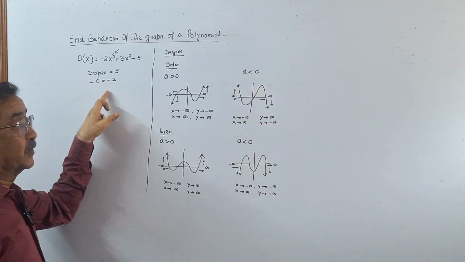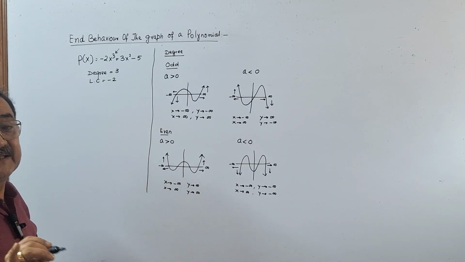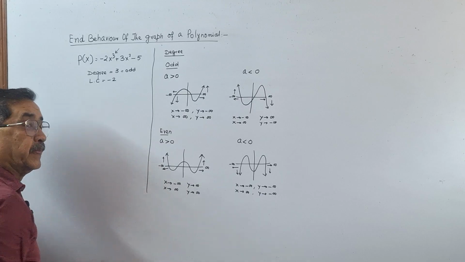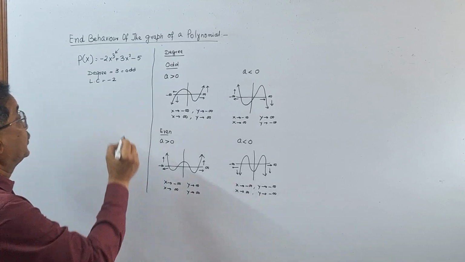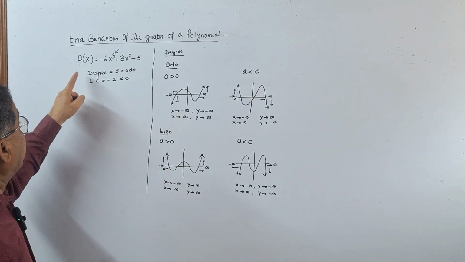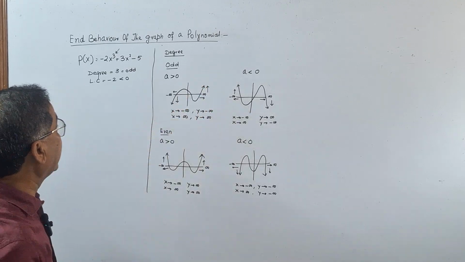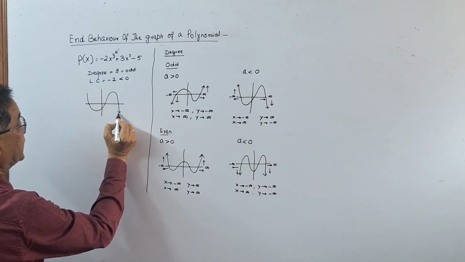Now let's get back to our question. We have the degree as 3. 3 is an odd number. So the degree is odd and the leading coefficient is negative 2. So negative 2 is definitely smaller than 0. So the degree is odd and the leading coefficient is less than 0. So we look at this graph. So the graph of this polynomial will look like this.